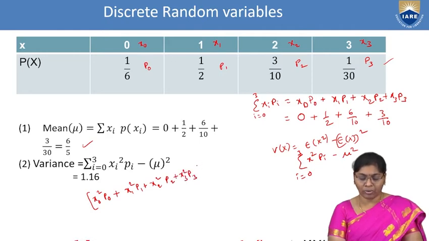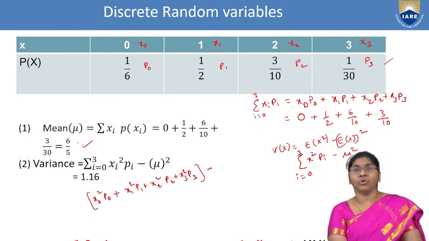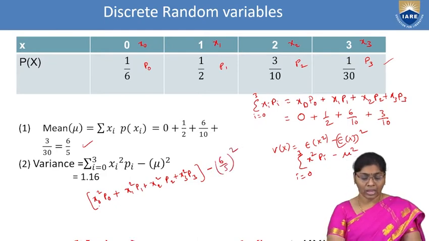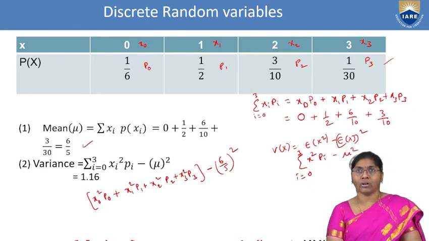That is the first part completed. Minus mu square. Mu is already calculated here, the mean mu equal to 6 by 5, that is 6 by 5 whole square. Now calculating. x0 is 0, so the first term is 0. 0 into something is 0. Next, x1 square is 1, into p1. P1 is 1 by 2.